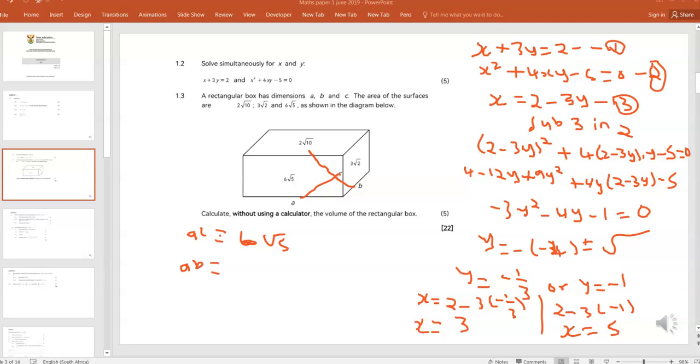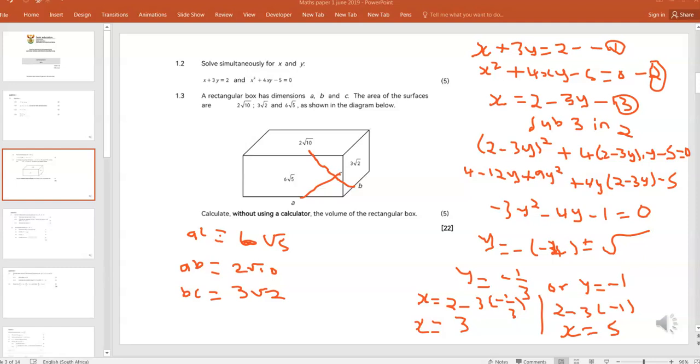2 root 10. That will be the opposite side of that box, 2 root 10. The last one that I can think of here will be the other opposite side. So far I've got AC, I've got AB, I must also get BC. So BC will be the remaining value, which will be 3 root 2. So I've got those opposite sides of this box. So just putting them as they are in the line now, because the aim is to find the volume of that box. So remember, to find the volume now, we mostly will multiply all the areas together.